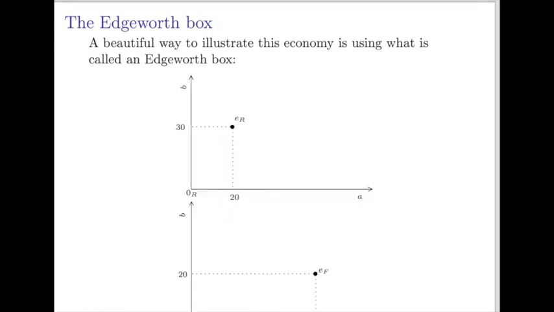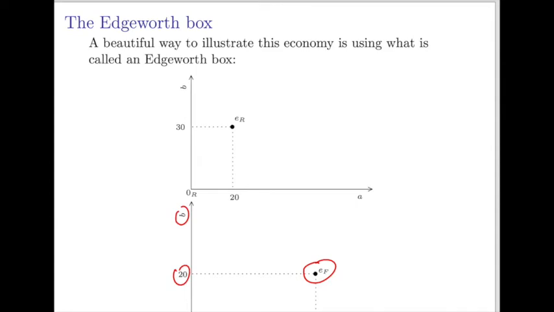Now we could do the same exact thing for Friday. Again, we put the number of apples he consumes on the horizontal axis, the number of bananas he consumes on the vertical axis. So his endowment, remember, is 60 apples and 20 bananas, so his endowment ends up here given these axes.